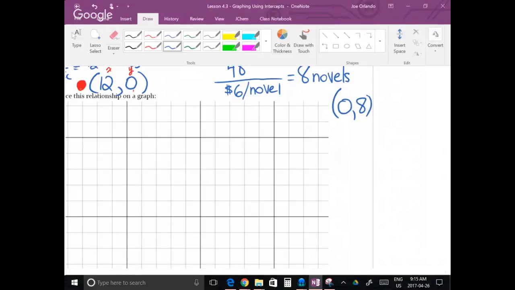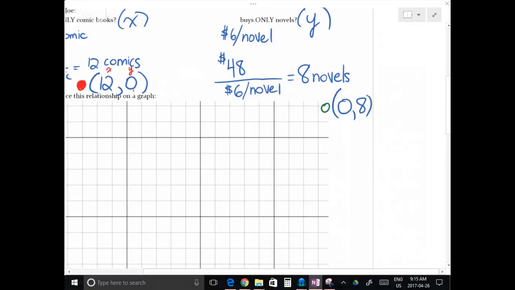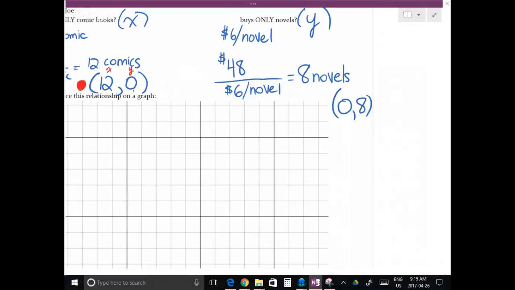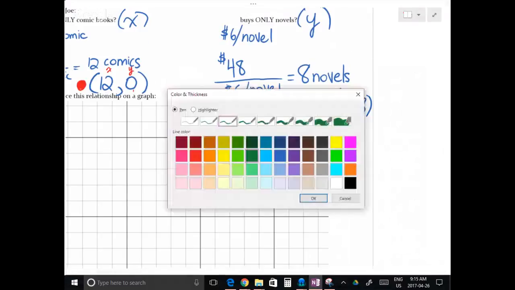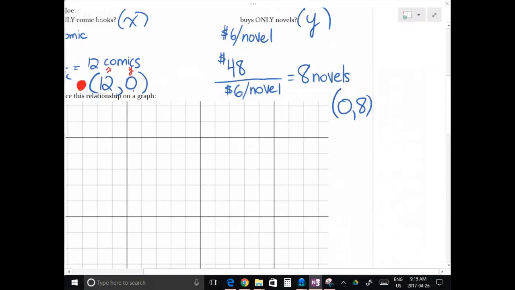What color should I use for that? I'm going to use green. Oh, I like purple. That was exciting. Can you do neon blue? I already said purple, but you get me next time.